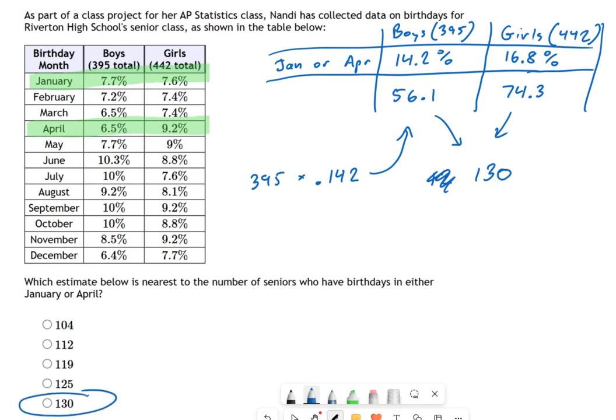Okay, there's our answer. The important part of this problem is keep those percentages separate because the total numbers that you're dealing with, these numbers up here, are different. So you can't just add the percentages all together and multiply it by the total number of students, right? It's different percentages of boys and girls.